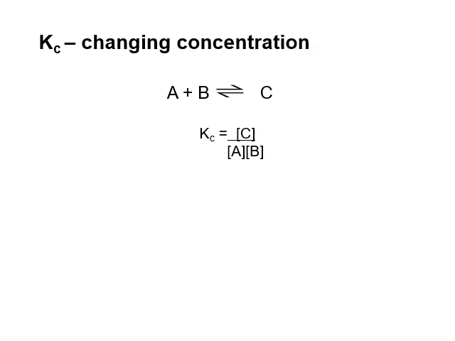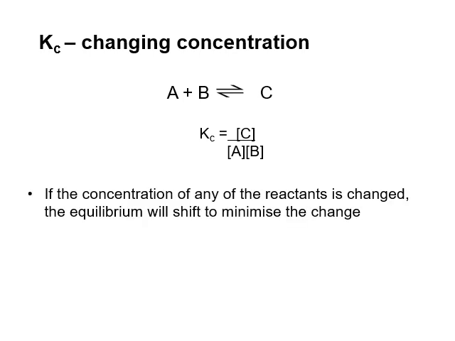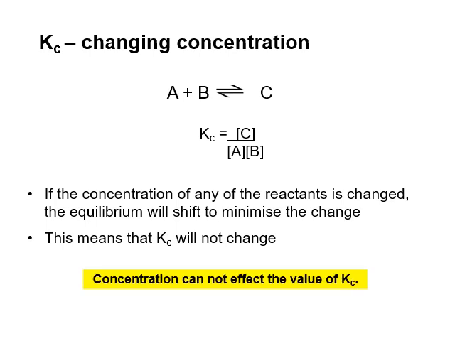Another thing that we could do is change the concentration. Now, if the concentration of any of the reactants is changed, the equilibrium shifts to minimise that change. And by doing that, it means Kc will not change. So concentration cannot affect the value of Kc. The whole point of equilibrium is that if you make a change in concentration, it will shift to restore the value of Kc. So concentration cannot affect the value of Kc.